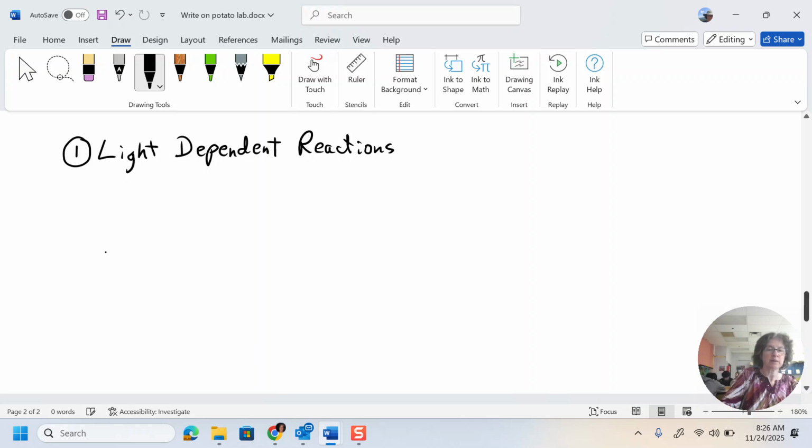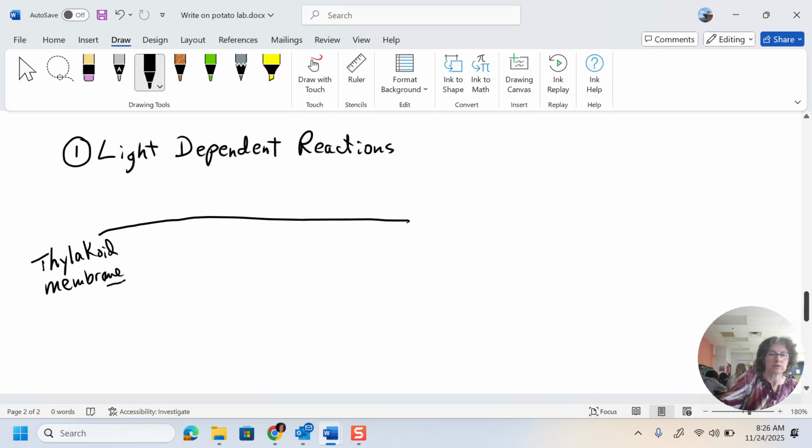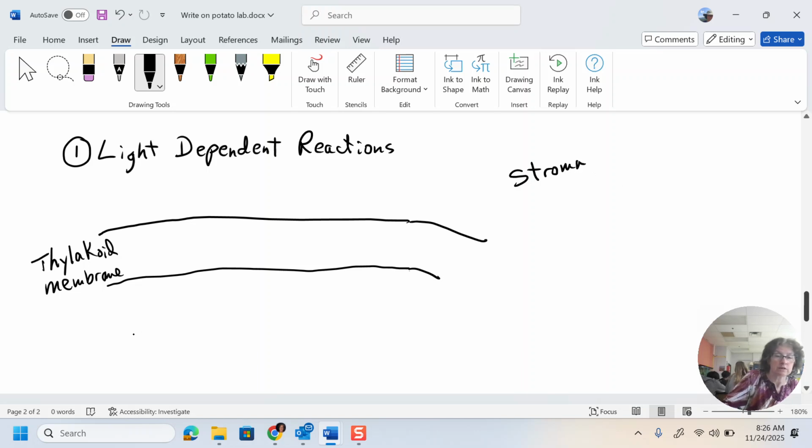And we're inside the chloroplast, and we're inside the thylakoid membrane. Let me just draw it like this, the thylakoid membrane. And if this is the thylakoid membrane, then out here is the stroma, the liquid stroma, and inside here is the inside of the thylakoid. Okay.